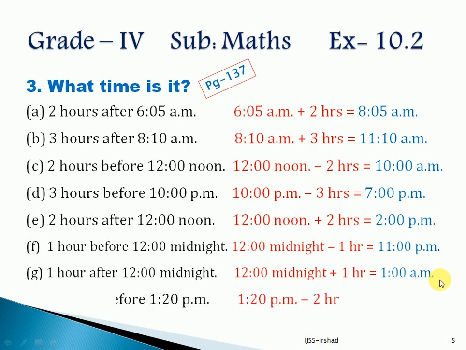And now the last question, H. 2 hours before 1:20 p.m. So write the given time 1:20 p.m. and from that subtract 2 hours. When we subtract 1 hour from this 1:20 p.m., we will get 12:20 p.m. 1 more hour, then 11:20. So we will write 11:20, and here I will write AM because this 11:20 is coming before 12 noon. So we have to mention AM here. So 2 hours before 1:20 means 11:20 AM. So this was question number 3, the last question of exercise 10.2.